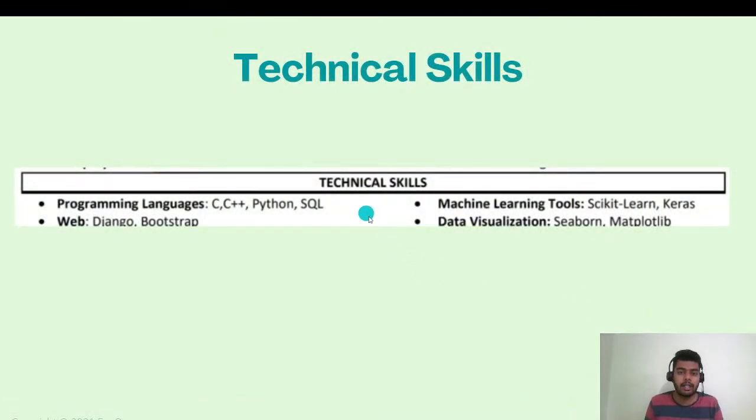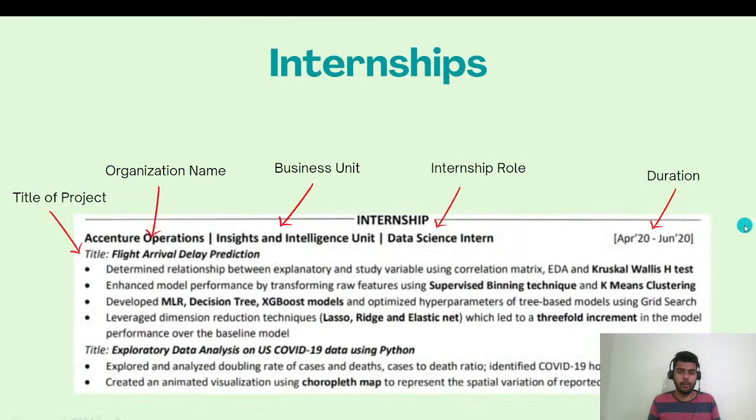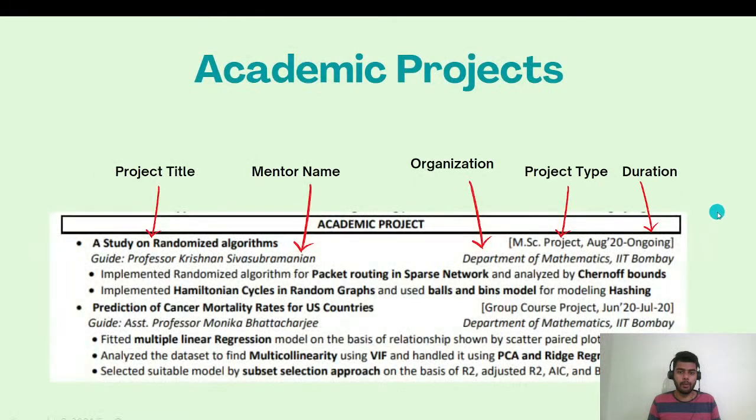Then come the technical skills. Technical skills include programming languages, web development tools, data visualization tools, and machine learning tools. Whatever tools you have, you can mention in that particular part. I generally divide this into four parts. First is programming languages, then machine learning tools, data visualization tools, and MS Office. But here I mentioned the web because I had some web skills. Just 1 minute.